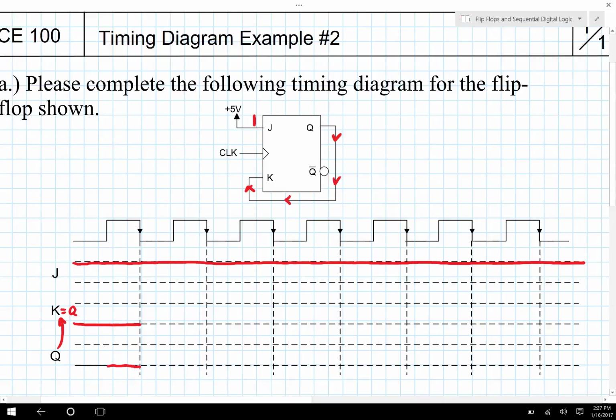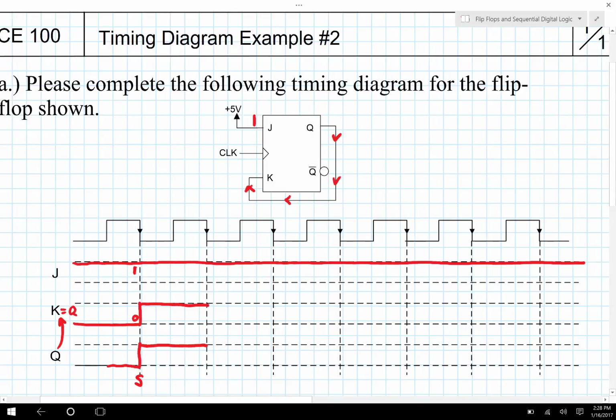Now, at the first active edge of the clock, I want to look at what is the value of j and the value of k just an instant before the active edge. So right before the active edge, j contained a 1 and k contained a 0. And so therefore that's the set configuration, and therefore this is going to go up to 1, and it's going to stay there until the next active clock edge. And guess what? The same exact thing is going to happen to k as well. K will always mirror whatever happens to Q.